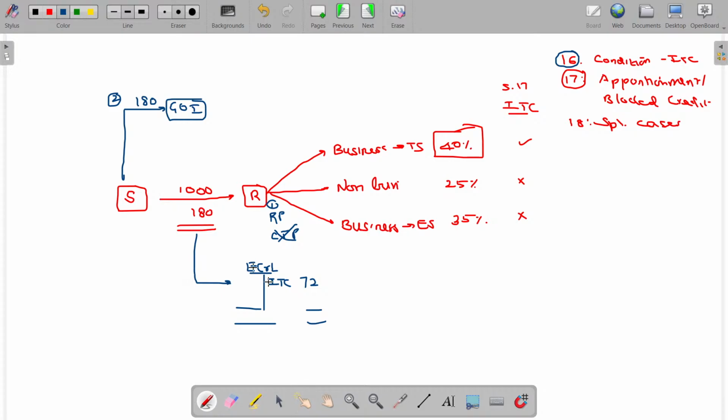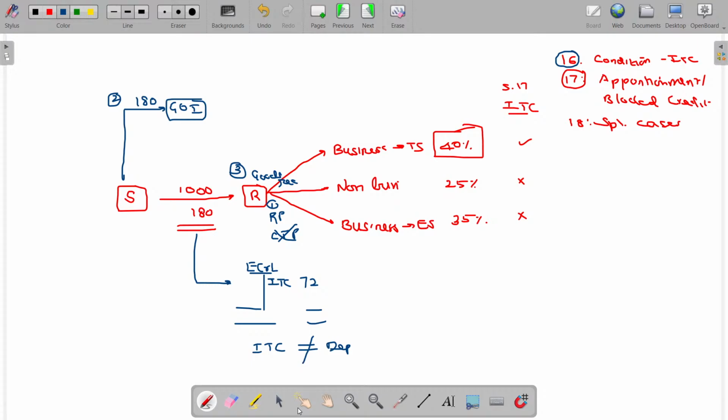And condition number 3, goods should be received. Goods received or supply received. In case ITC is claimed, then you will not be eligible for claiming the depreciation component to that extent.